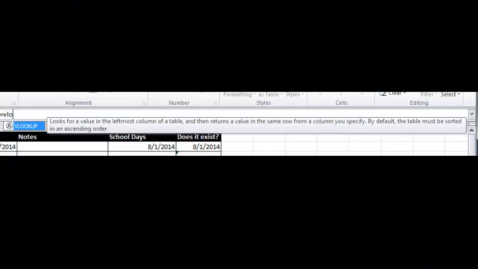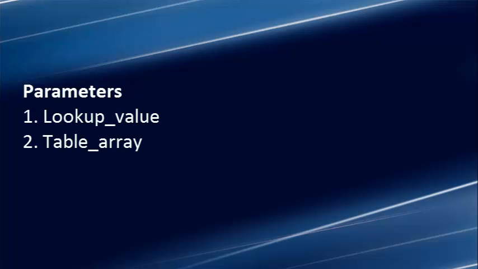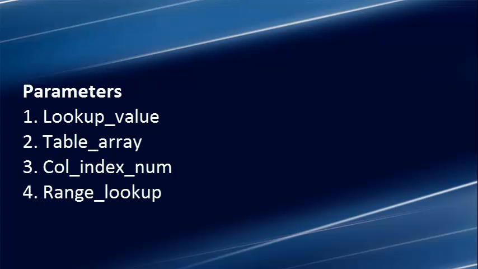Let's get started. VLOOKUP is a function in Excel that allows you to compare data in columns to find like data. There are 4 parameters that are passed into the function: the lookup value, the table array, the column index number, and the range lookup. We will review each of these later in the tutorial.